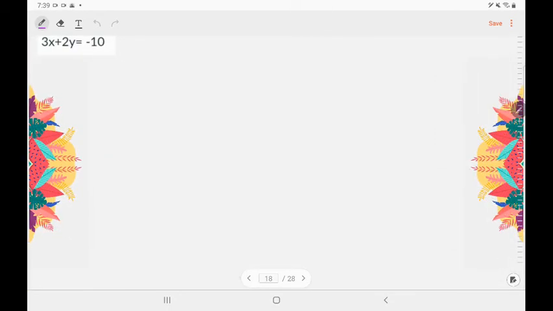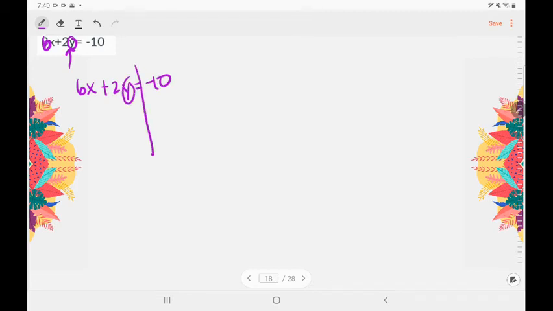Now, when my equation looks like this and y is not by itself, my very first thing, and this should be a 6x, apologies, the very first thing that I need to do is get y by itself so that I can use those y-intercept and slope to graph. I'm going to rewrite my formula because I did change it. Okay, so I need to get y by itself.